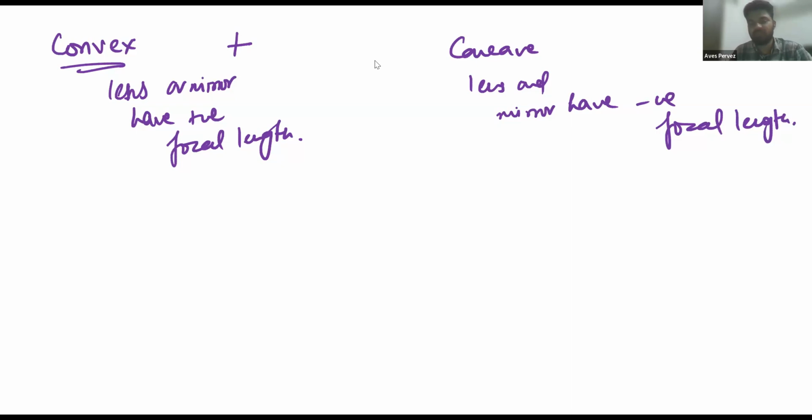Okay. Have negative focal length. So if it is concave, whether it is a lens or a mirror, they are both going to have negative focal length. You need to keep that in mind while solving the problems.